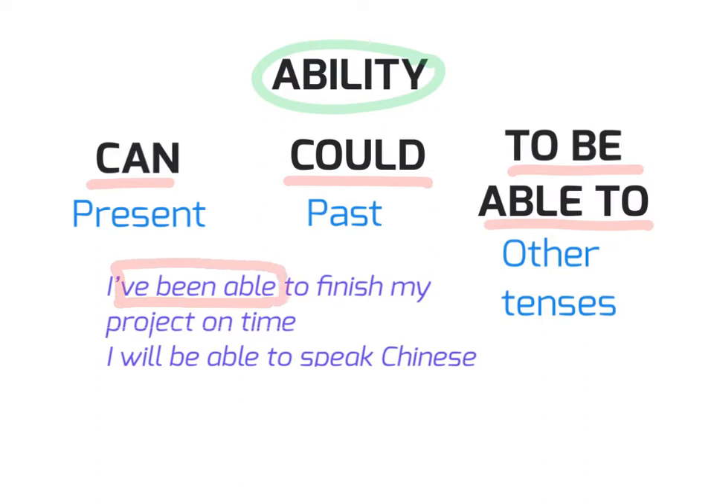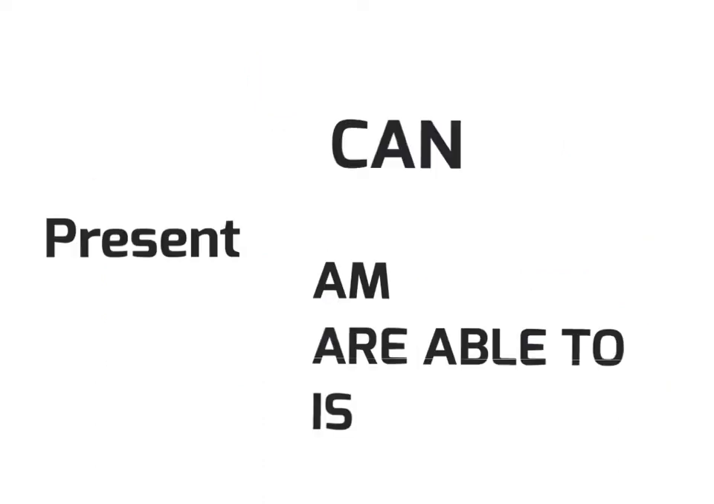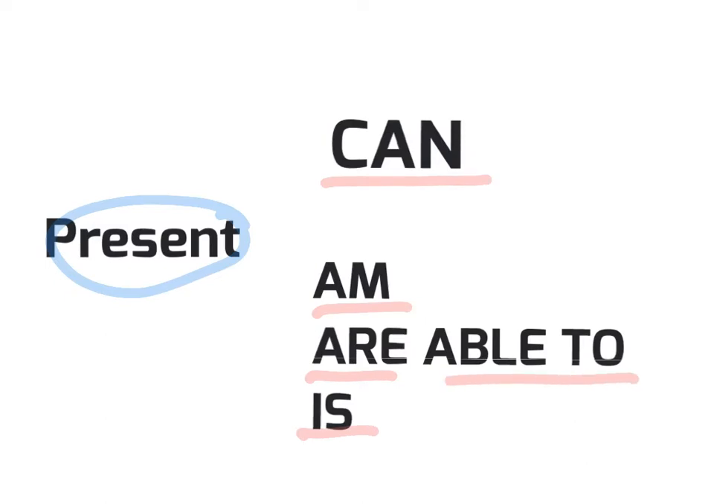This is present perfect. Or I will be able to speak Chinese. This is future with will. Because will can doesn't exist. So in the present we have can and am/is/are able to that we can use more or less indistinctively. So you can say I can speak English or I am able to speak English. Obviously can is more often used because it's shorter.